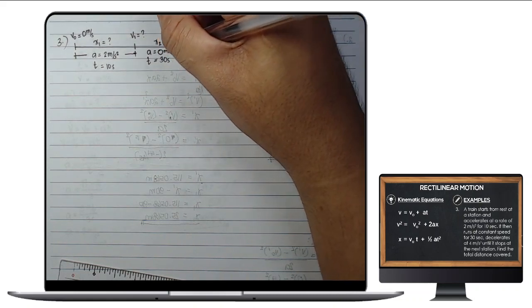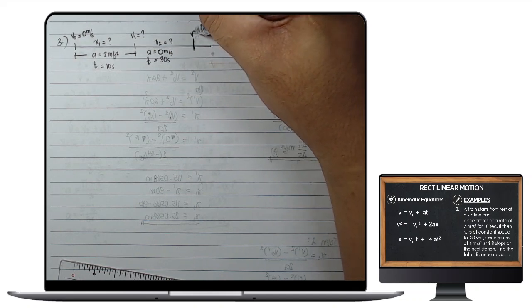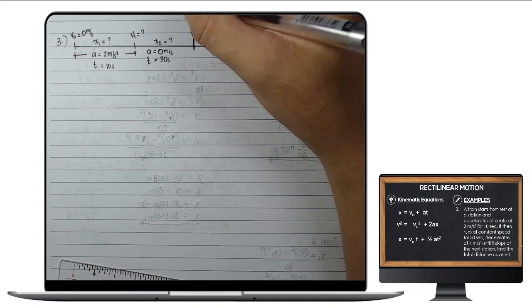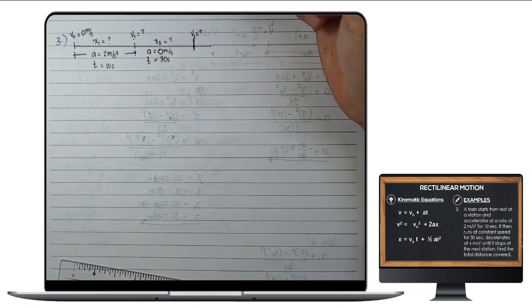So, our speed is constant, daw. Therefore, the velocity here is the same as v sub 1. So, the velocity here will be the same. Parehas lang.